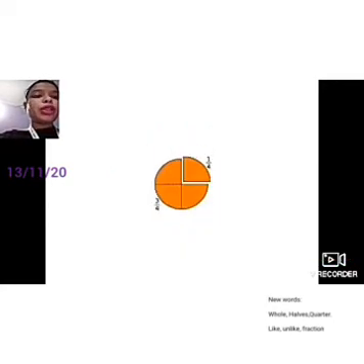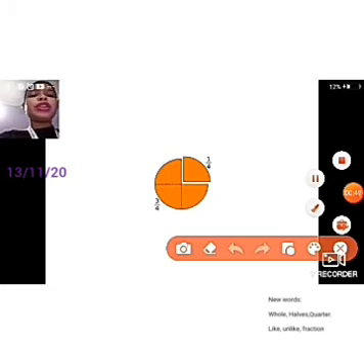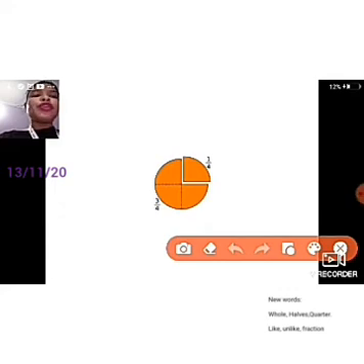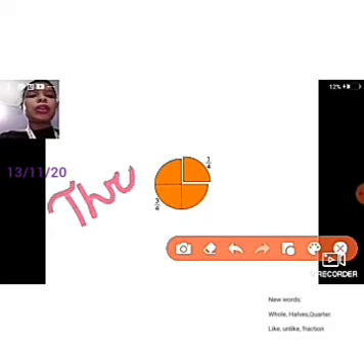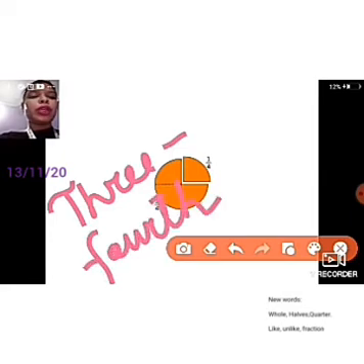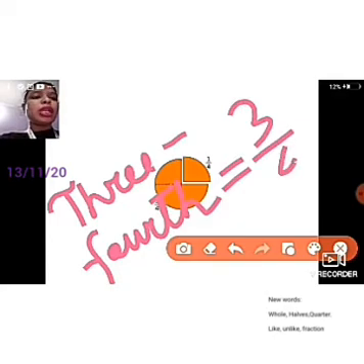Now look at this figure, where 1 by 4 has been taken. That means the figure is divided into 4 equal parts. Out of 4, one part has been removed, slightly removed from the circle. Now the remaining 3 by 4, so the remaining 3 by 4 is known as what? The remaining 3 by 4 is 3/4 of the figure.